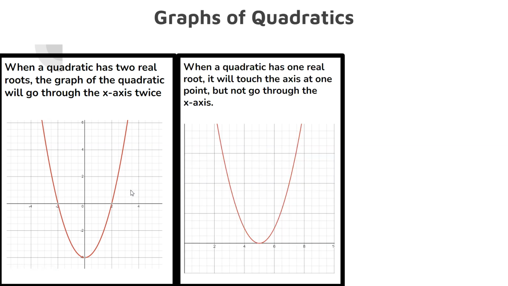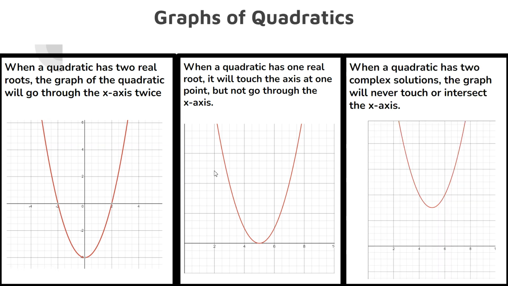When the quadratic has one real root, it will touch the x-axis at one point but not go through the x-axis. This would be the graph of y equals (x minus 5) squared, in case it wasn't clear. Notice it just touching the x-axis, not becoming negative, not going below it like over here.